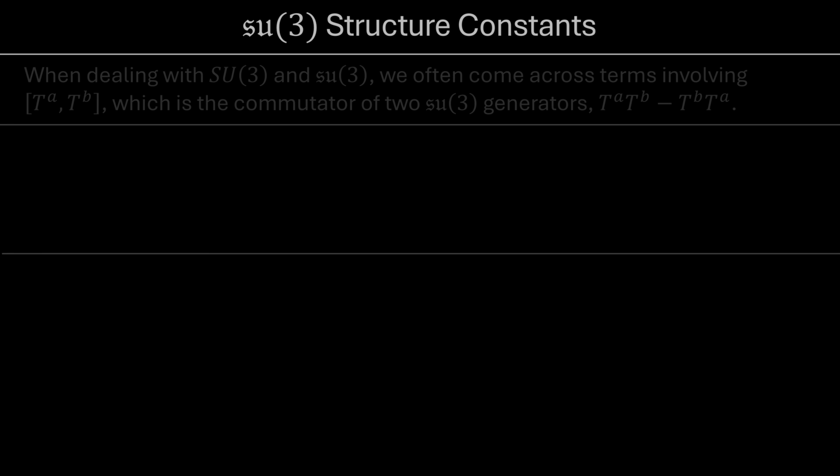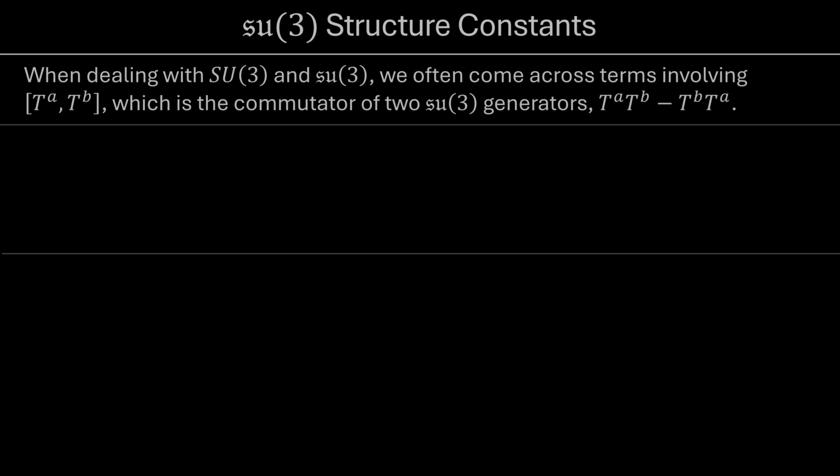All right, now one more thing I want to talk about before we go are the SU3 structure constants. When we're dealing with SU3, we'll often come across terms involving the commutator of TA and TB. In other words, the commutator of 2 SU3 generators, which by definition is TA times TB minus TB times TA. And it tells us something about the structure of the way in which the group doesn't commute.